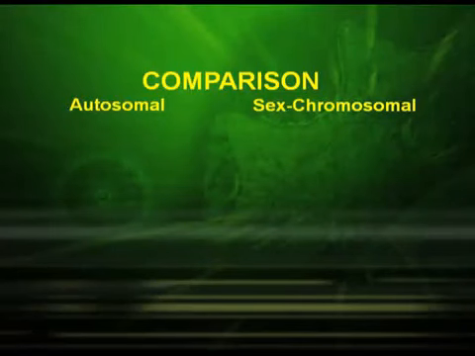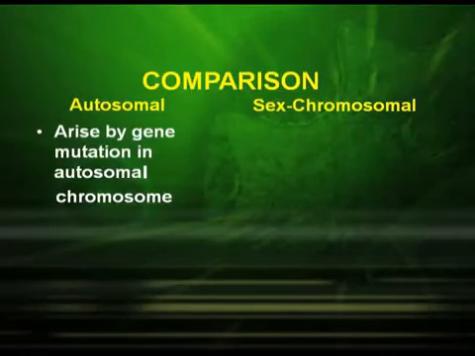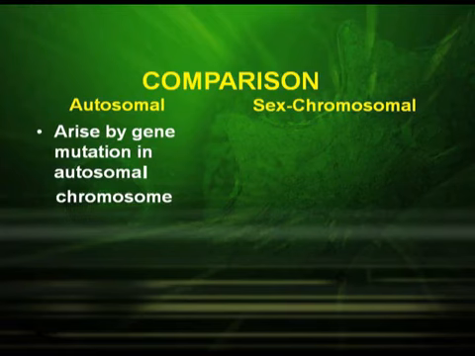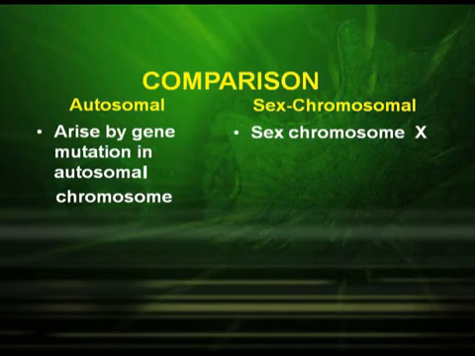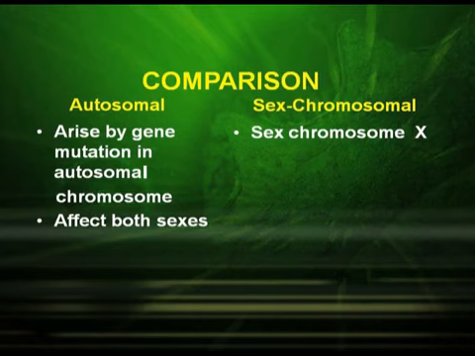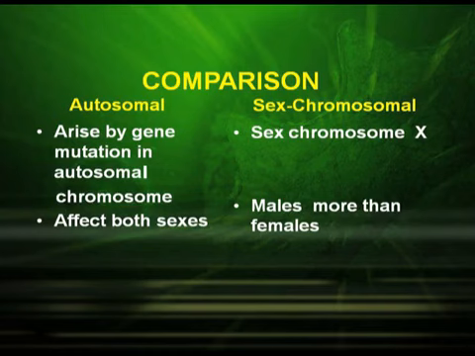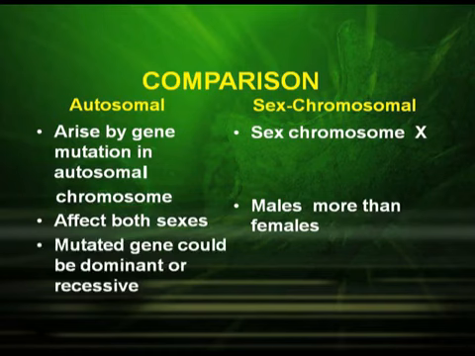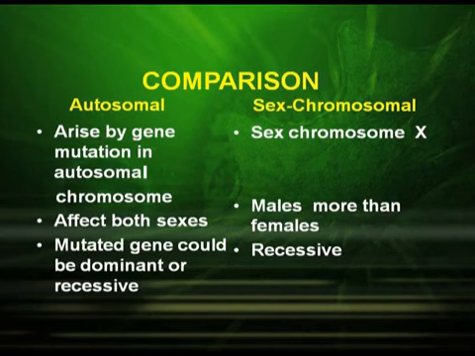After studying these disorders, let us compare autosomal disorders and sex chromosomal disorders. Autosomal disorders arise by gene mutation in autosomes, whereas in sex chromosomal disorders, the gene mutation occurs in the sex chromosome, especially the X chromosome. In autosomal disorders, both sexes are affected, whereas in sex chromosomal disorders, males are more affected. The third difference is that the mutated gene could be dominant or recessive in autosomal disorders, whereas in sex chromosomal disorders, the mutated gene is mostly recessive.